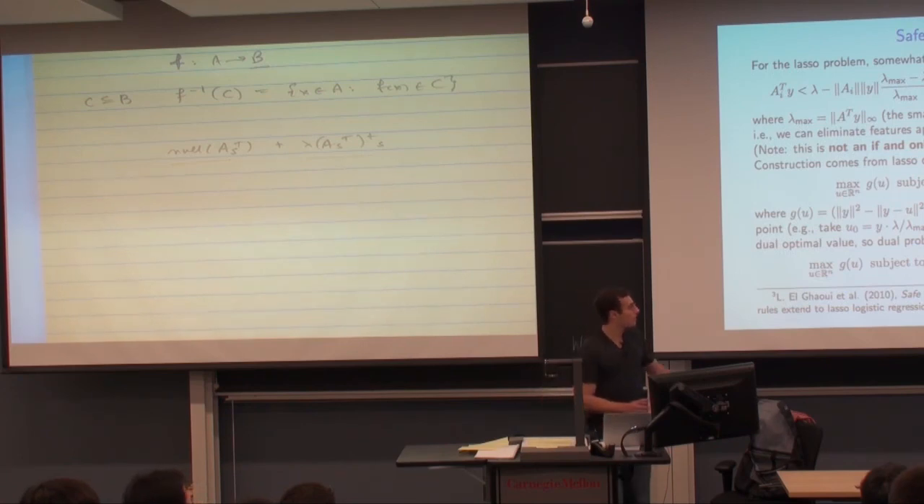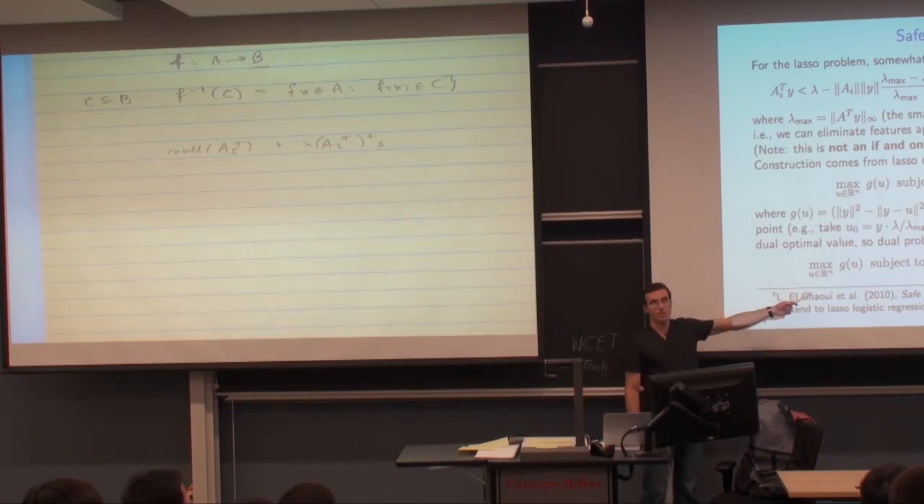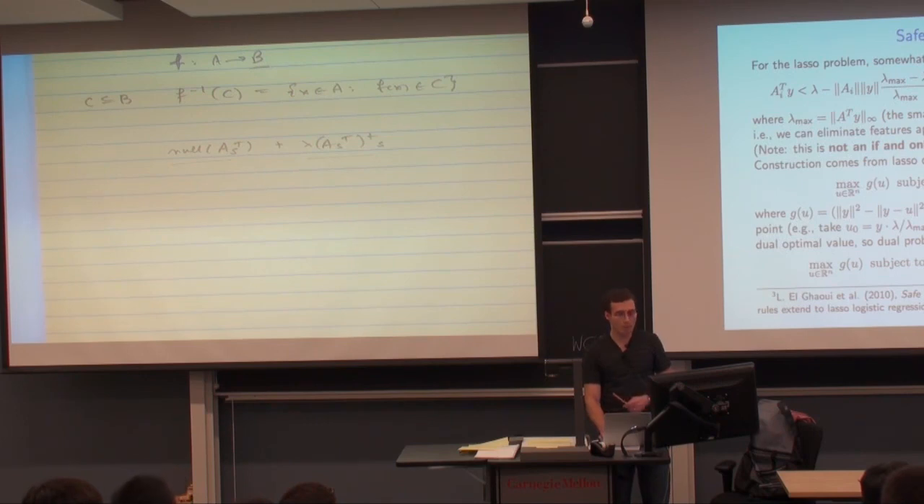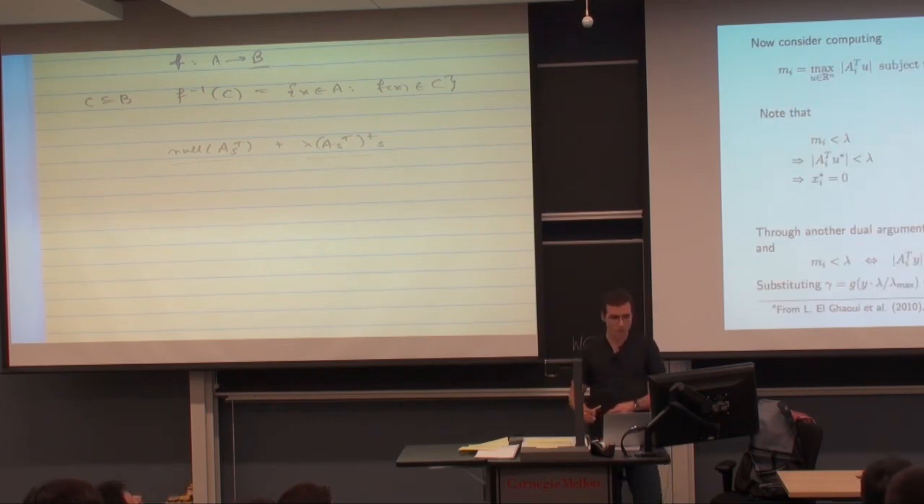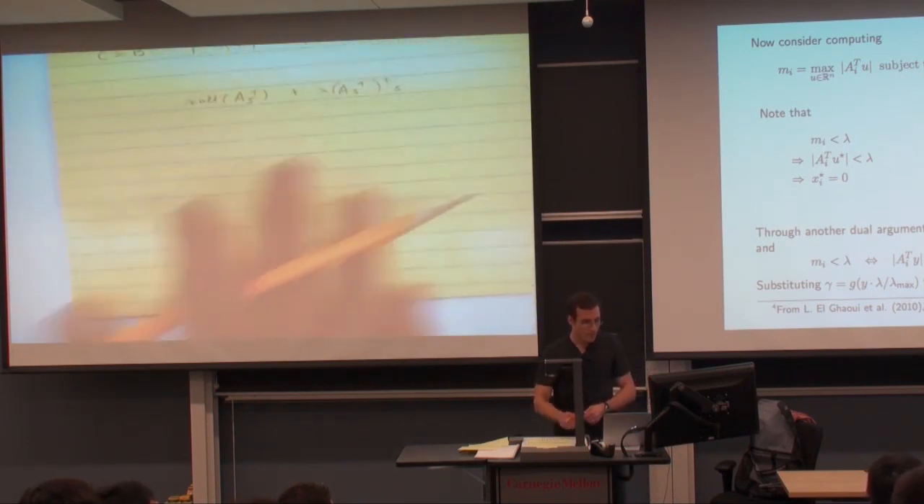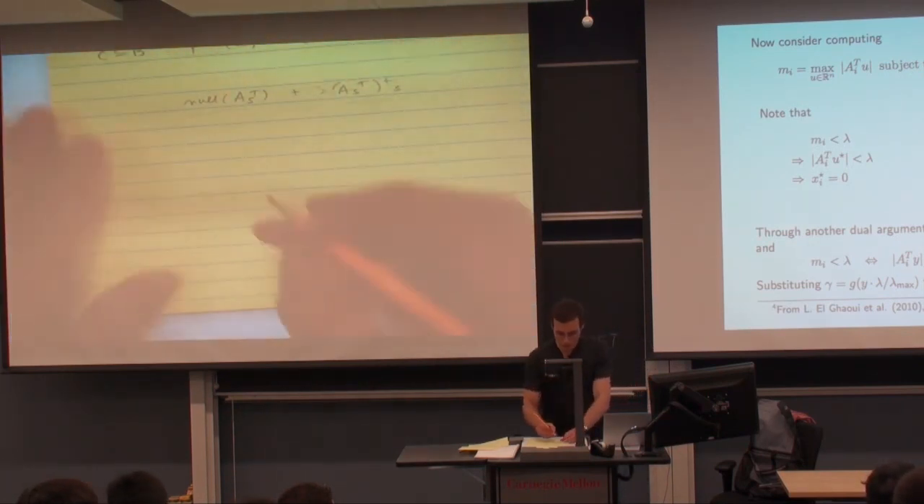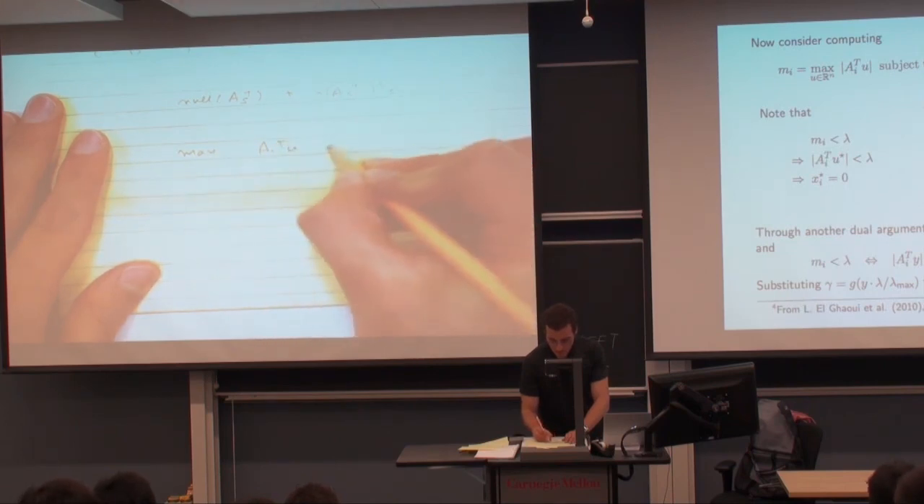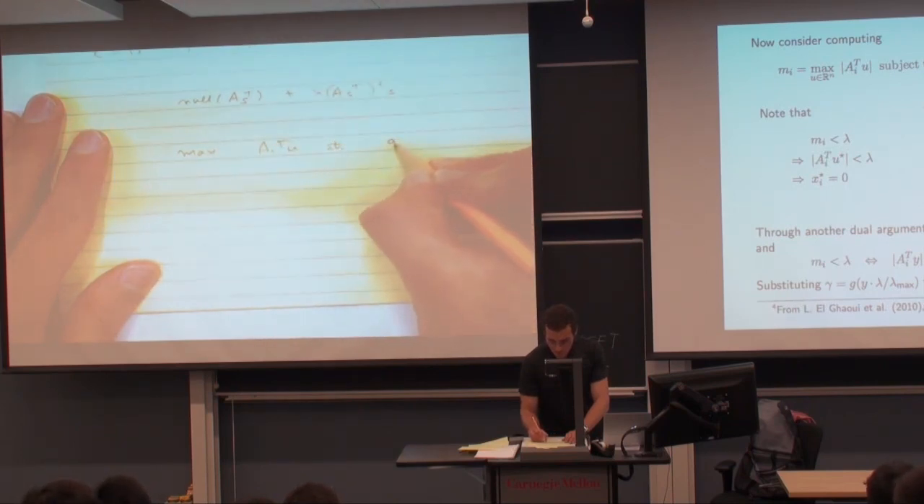So I can add that as a constraint to the problem. It doesn't change anything. So I can maximize g subject to these constraints, and I can add in the constraint that g has to be bigger than or equal to gamma, where gamma was the value at the feasible point. Okay, so I've not really done much now. But here's where the interesting part comes. Now I think about computing the maximum of a_i transpose u subject to g of u being bigger than or equal to gamma.